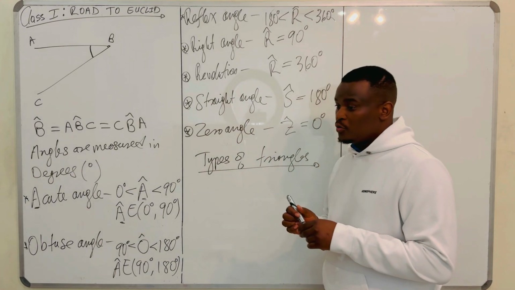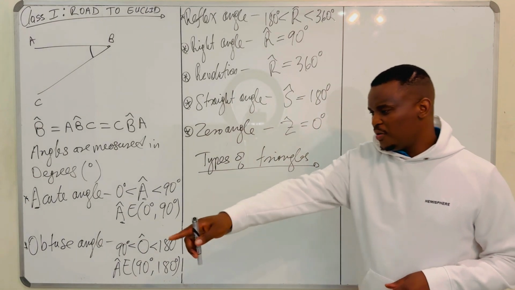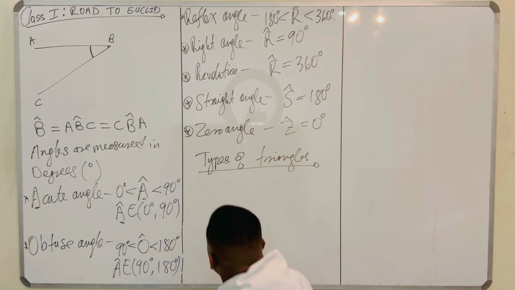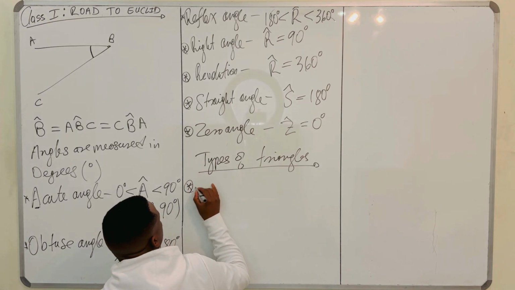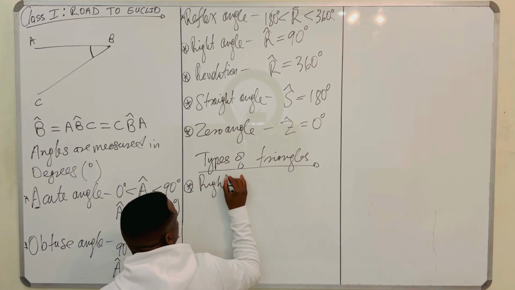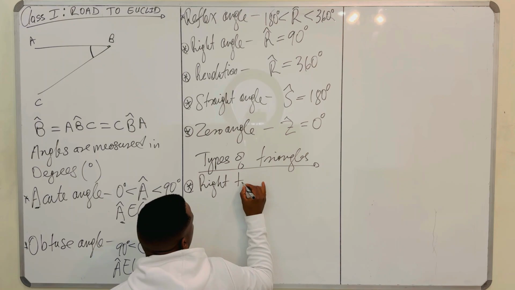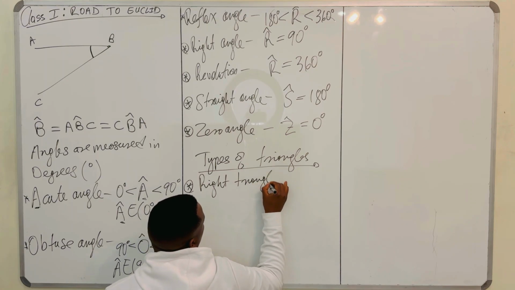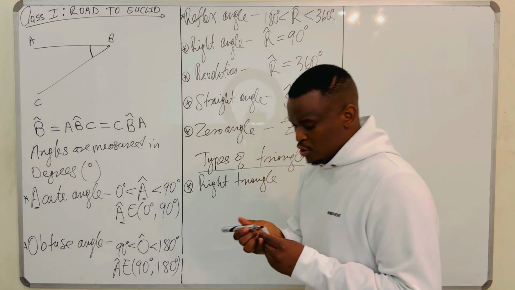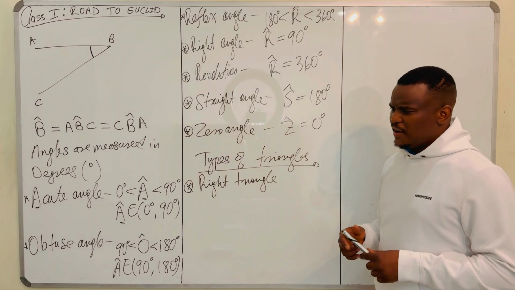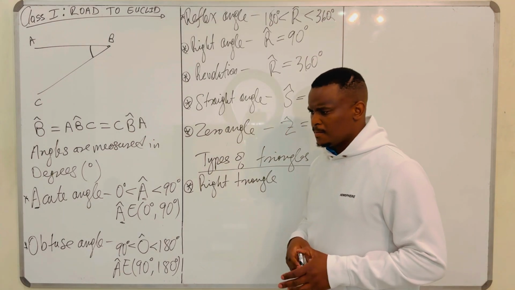I think everyone should know. Give me one. Right angle triangle. There's a right angle triangle. Right triangle, or right angle triangle. So, how would you define this triangle? How do you identify it?